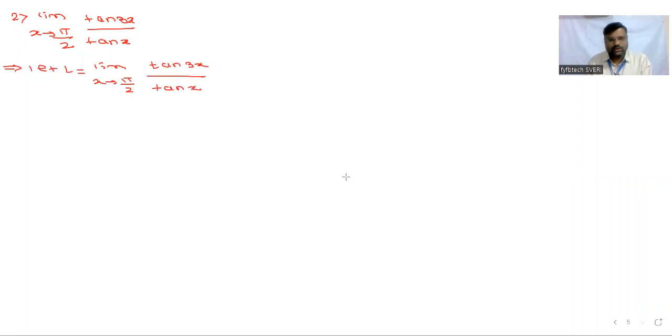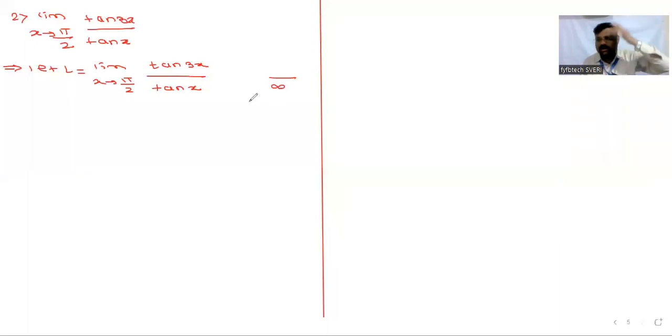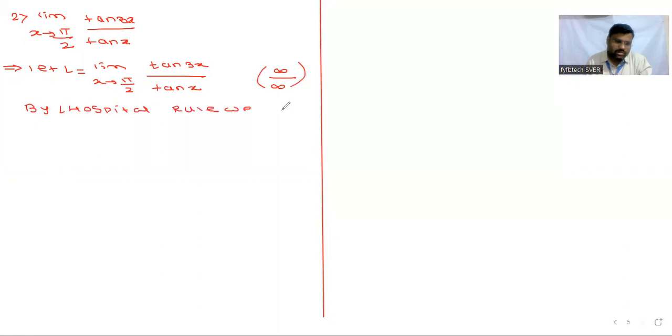Okay, when you put x equal to pi by 2, what do you get? Tan pi by 2 is infinity. Tan 90 is infinity. Tan 3 pi by 2, which is exactly the same as at 90, so tan 3 pi by 2 is also infinity. Okay, so by L'Hospital rule, we get L is equal to what? Derivative of numerator. What is the derivative of tan?